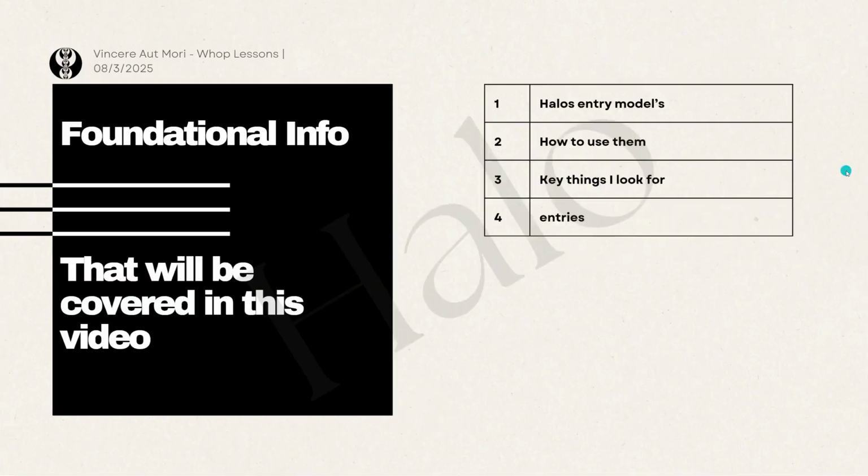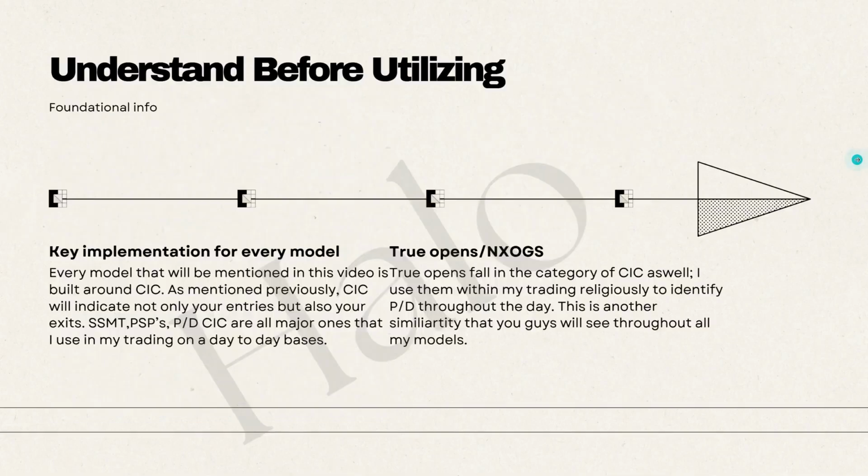All right, let's start. Some foundational information to start off with. Halo's entry models will be covered in this video: how to use them, key things I look for, and entries. I suggest you pay attention because Model 1 and Model 2 are vastly different in terms of difficulty. Model 1 is simpler, while Model 2 is a little more difficult to implement for a new or inexperienced trader. So pay attention and we shall begin.